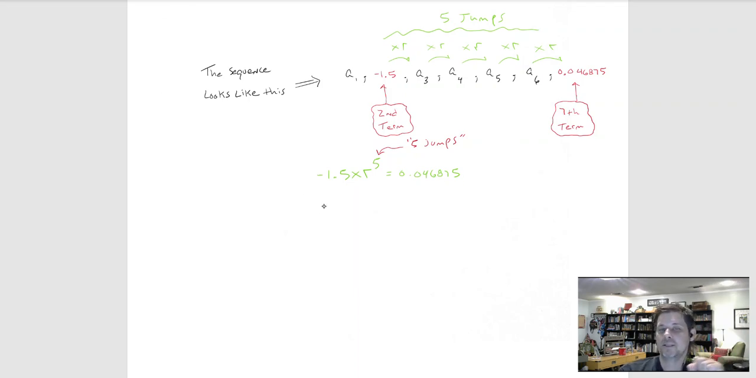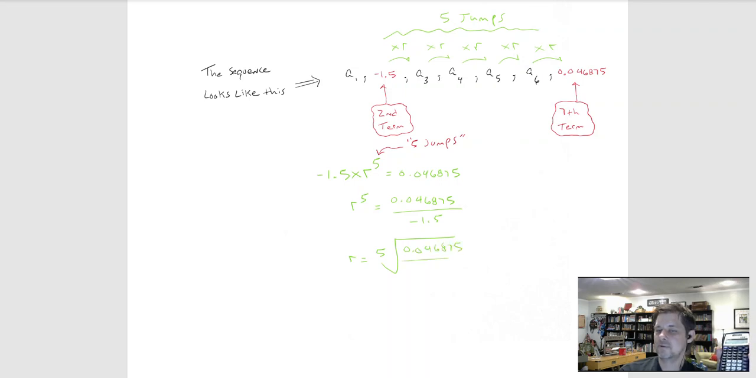Okay, so let's figure this out. How would you solve this? I would first divide by negative 1.5. So I get 0.046875, and I would divide by negative 1.5. I could figure out what that number is with my calculator, but I won't do that yet. I'm just going to leave it, and I can use my calculator in a second. What would you do after that? How would you deal with this exponent? What's the opposite or the inverse of the fifth power? It would be the fifth root. So you take the fifth root of whatever this is.